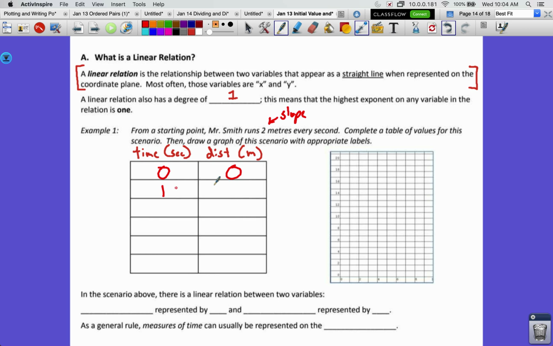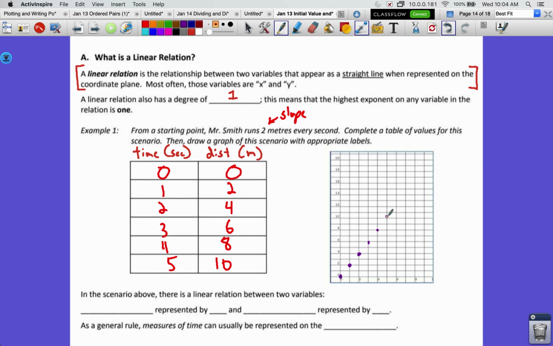So after 1 second, he's ran 2 meters. After 2 seconds, he's ran 4, 3, 6, 4, 8. 5 seconds, he's run 10 meters. Now we can turn these into ordered pairs and plot them. Just treat this as the x, this is the y, so this is 0, 0 would be this point right here. 1, 2 would be this point right here. 2, 4 would be right here, and so on.